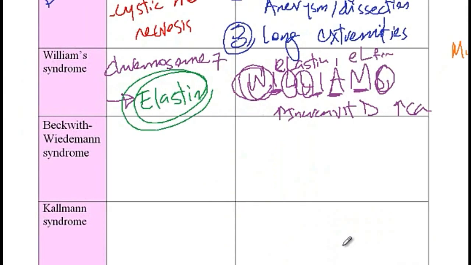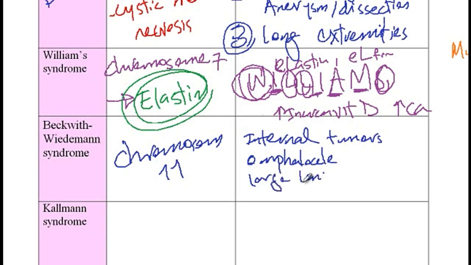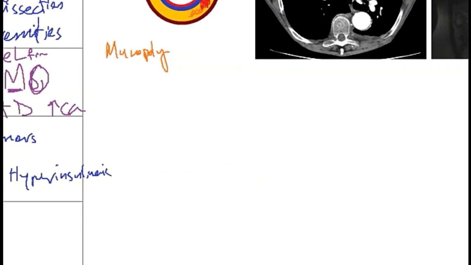The next condition is Beckwith-Wiedemann syndrome, which is due to deletions on chromosome 11. And these patients present with variety of internal tumors, omphalocele, large tongue, as well as hyperinsulinemia. And here I'm providing you with a memory aid that can help you memorize the features of this syndrome.